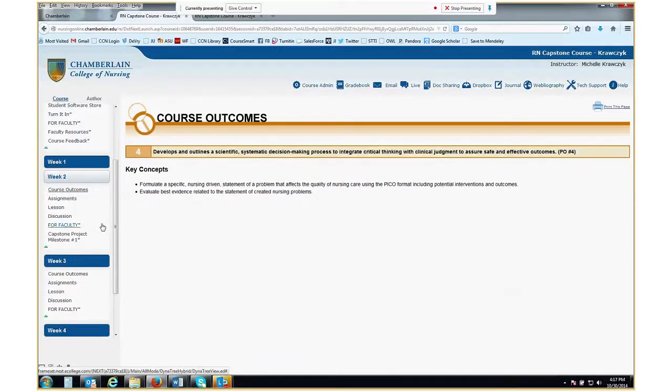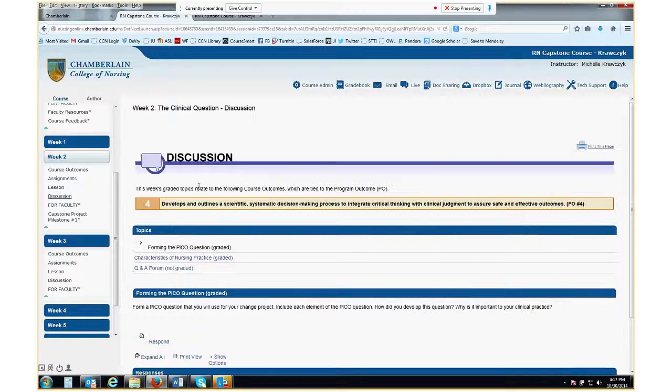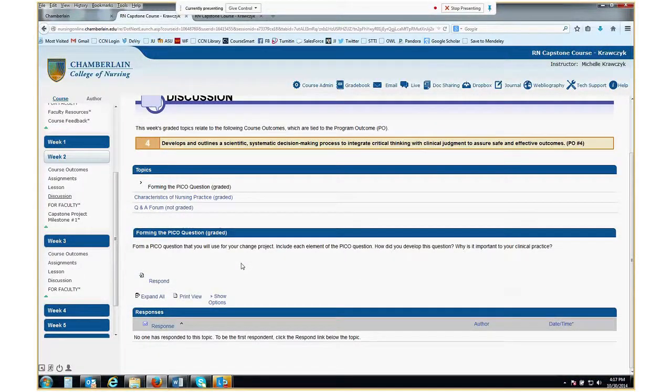So this week we are going to look at the first threaded discussion, and this is very important because this is also going to start you on your assignment, your milestone 1, that's due next week. So forming the PICO question is very important. For this threaded discussion, I want you to put each element of the PICO question, how you developed this question, and why it's important to your clinical practice.